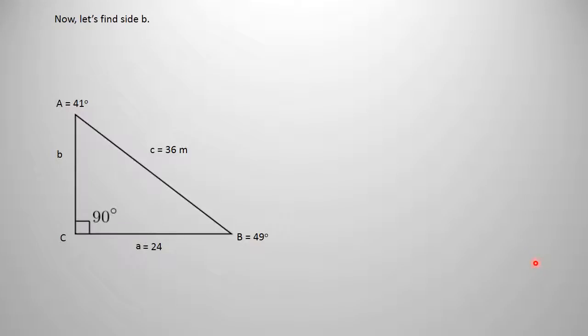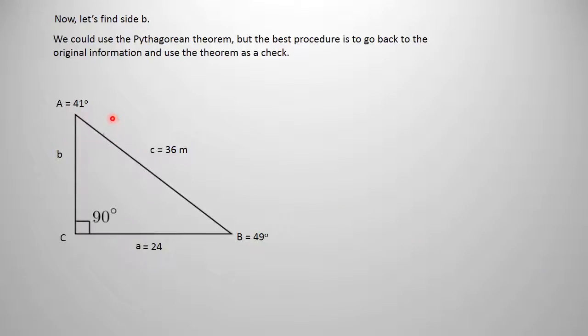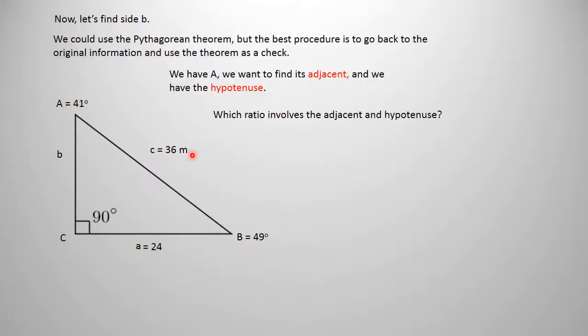So let's look at B. Okay, so we start again with our original information. We have two sides. We could use the Pythagorean theorem, but let's hold off on that and use that as a check at the end. So I have this angle. I want to know its adjacent, and I was given the hypotenuse. So which ratio do I need to use if I'm talking about adjacent over hypotenuse? Well, that's cosine, of course.